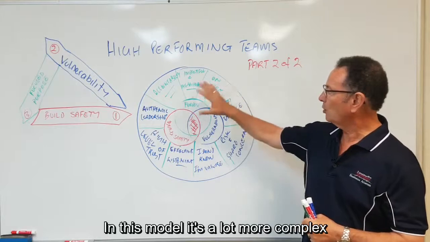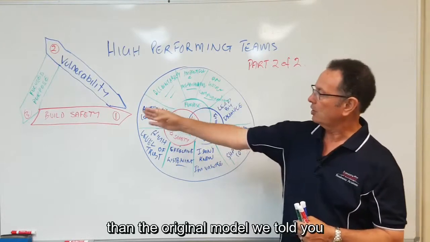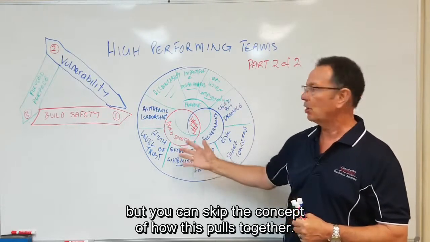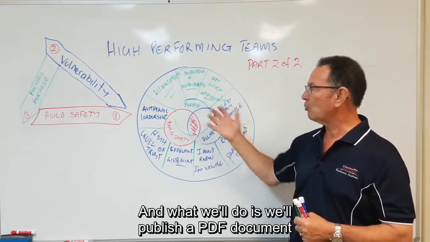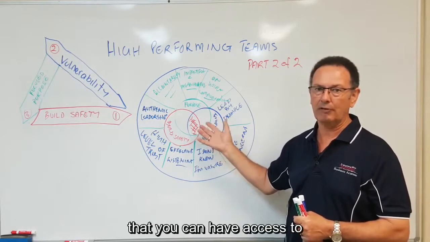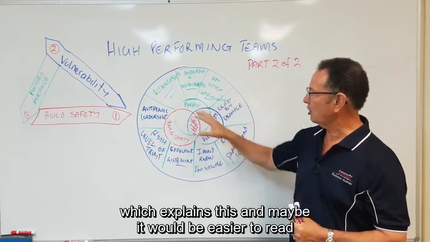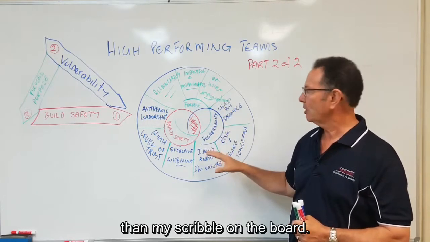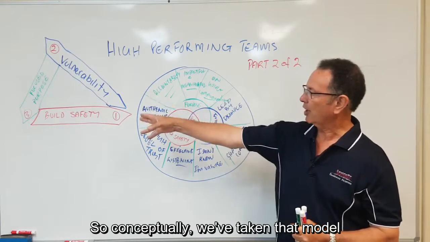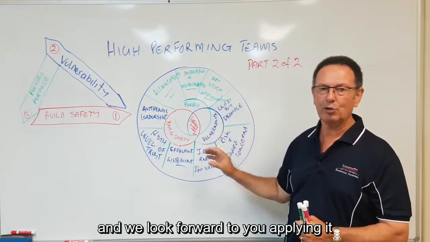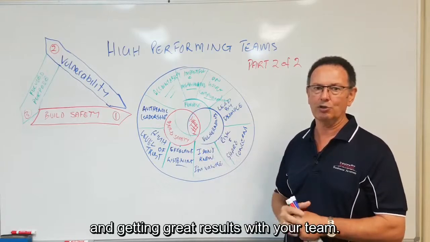So in this model, it's a lot more complex than the original model we told you, but you can get the concept of how this pulls together. And what we'll do is we'll publish a PDF document that you can have access to, which explains this, and maybe it would be easier to read than my scribble on the board. So conceptually, we've taken that model and expanded it to give you the concepts, and we look forward to you applying it and getting great results with your team.